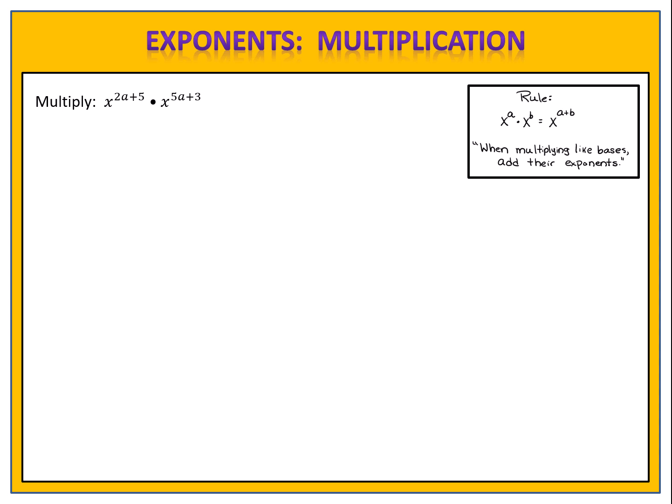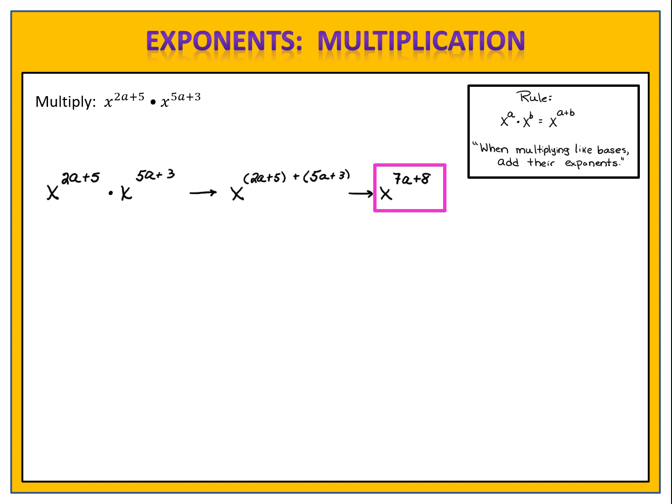In our next exercise, we're going to see exponents that are actually a little bit different. They're binomials. We want to multiply x to the 2a plus 5 power and x to the 5a plus 3. We see two bases that are identical, both are x, so we're going to add the exponents. We'll take x to the 2a plus 5, and we'll add the 5a plus 3. Now we combine the like terms. We have 2a plus 5a, which is 7a, 5 plus 3, which is 8, x to the 7a plus 8.